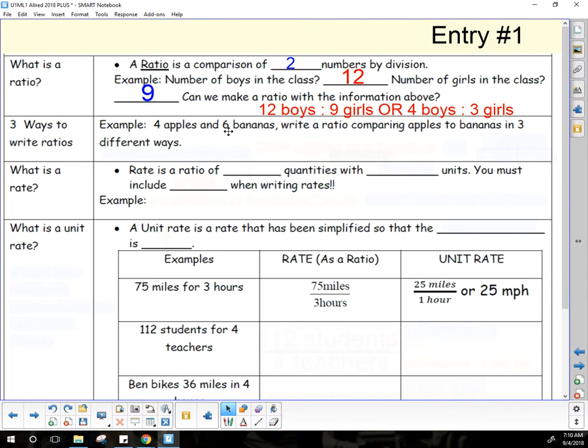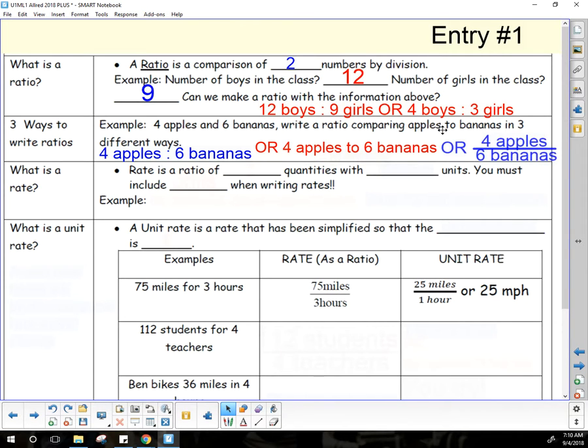Of course, you remember from last year, there are 3 different ways to write ratios. You can write them with a colon, 4 apples to 6 bananas. You can write the word "to" in there and say 4 apples to 6 bananas, or you can write it as a fraction, 4 apples over 6 bananas. Very exciting apples and bananas situation we have going on there.